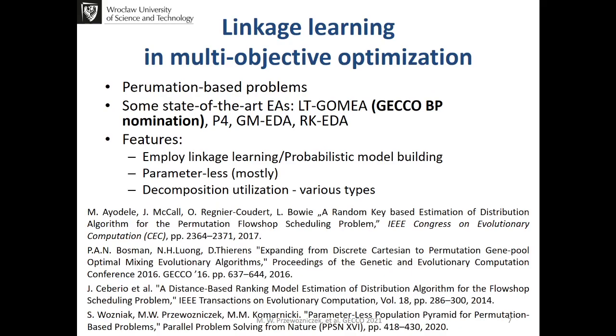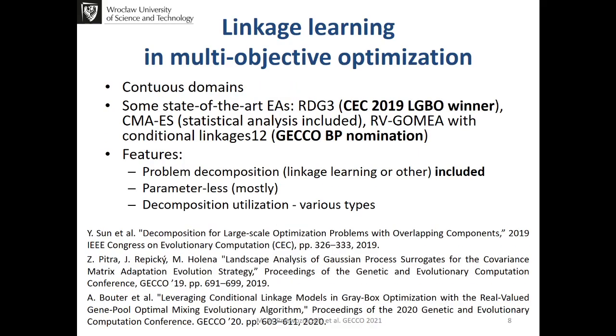Now, for permutation-based problems, we have quite a similar situation. We have LT-GOMEA dedicated for permutation-based problems, P4 and, for instance, GMEDA and RKEDA. The feature of all these optimizers is that they decompose the problem somehow. P4 and LT-GOMEA use linkage learning, GMEDA and RKEDA use probabilistic model building. Many of these methods are parameterless, and they also decompose and utilize the information about the problem decomposition in various ways.